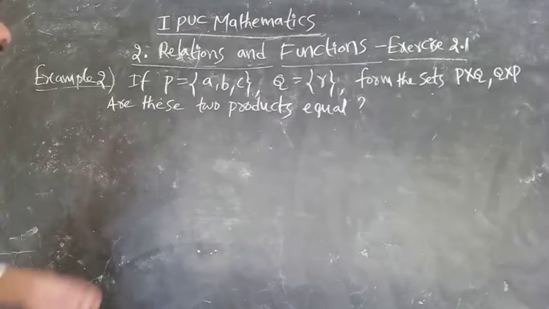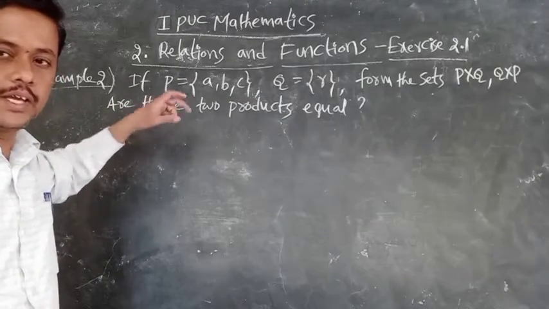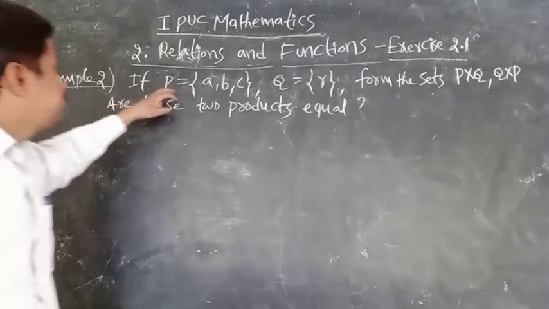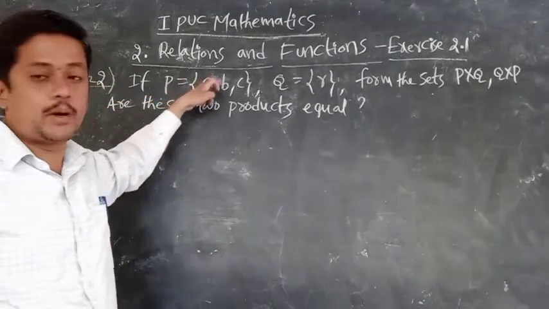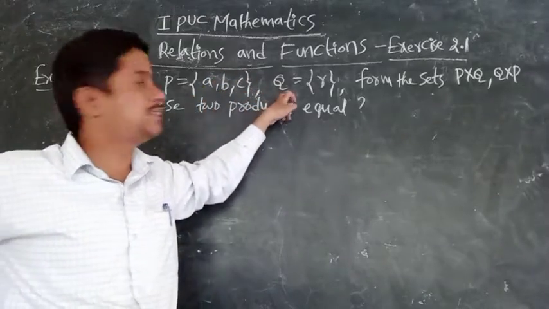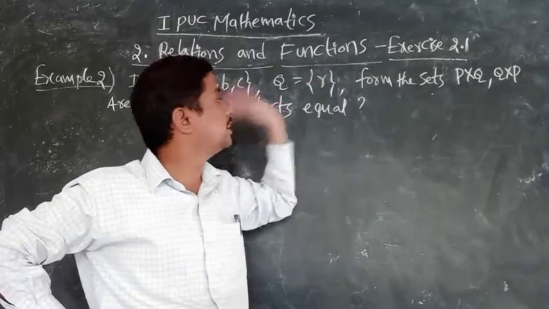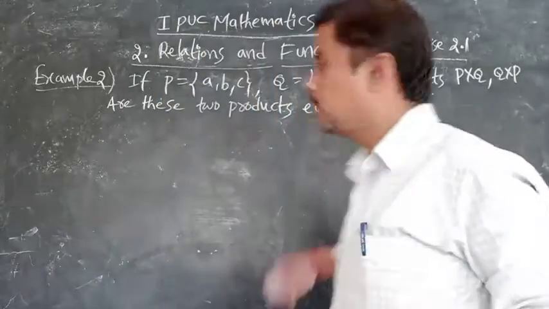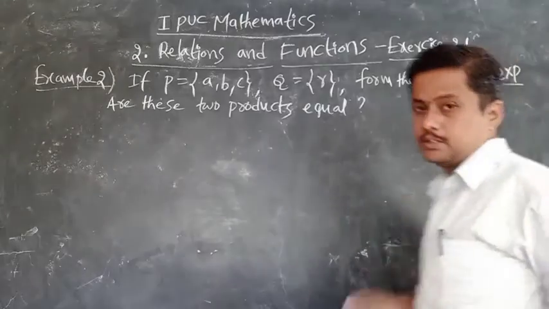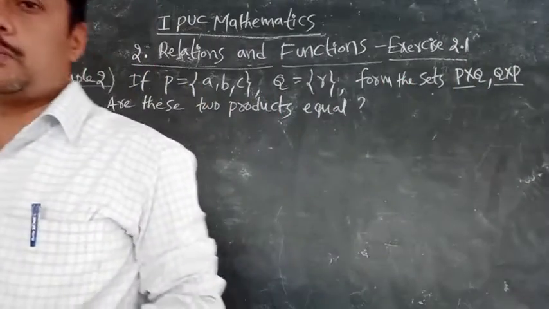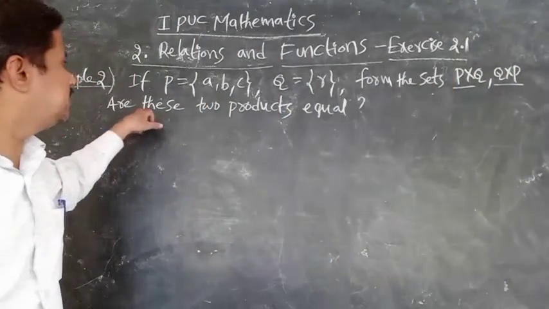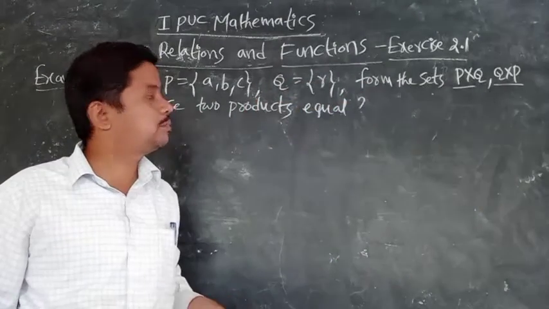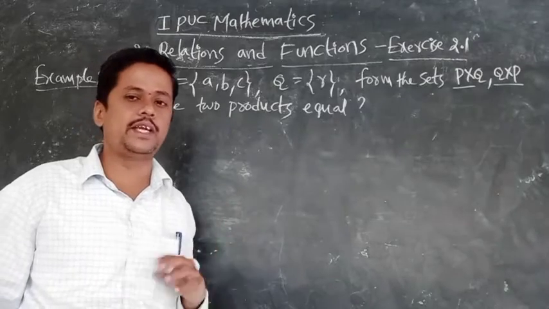Next we will move to the same related problem in example 2. See, how to solve this one? Let the set P be given like this: A, B, C, and the set Q as R only. Form the set P cross Q and Q cross P. We already told these related problems, so many problems. Are these two products equal? So after calculating P cross Q and Q cross P, you have to decide whether they are equal or not.